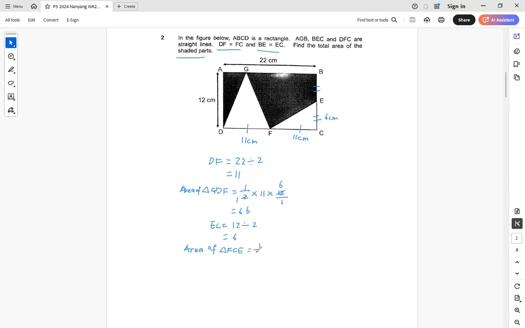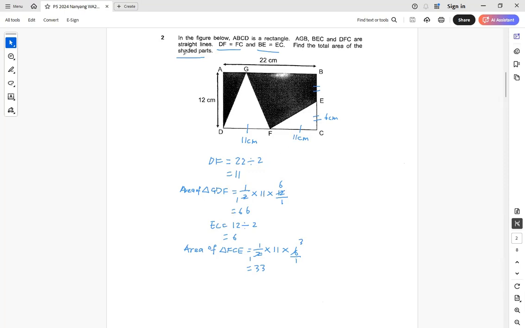Will be half. The base is 11, the height is 6. So half times 11 times 6. Okay, same thing. I'll simplify this fraction, right? So I put the 1 below. This 2 and this 6 both can be divided by 2. 2 divided by 2, I will get 1. 6 divided by 2, I will get 3. So this just becomes 1. 11 times 3 will be 33. Okay, so this first triangle here is 66. This second triangle here is 33.